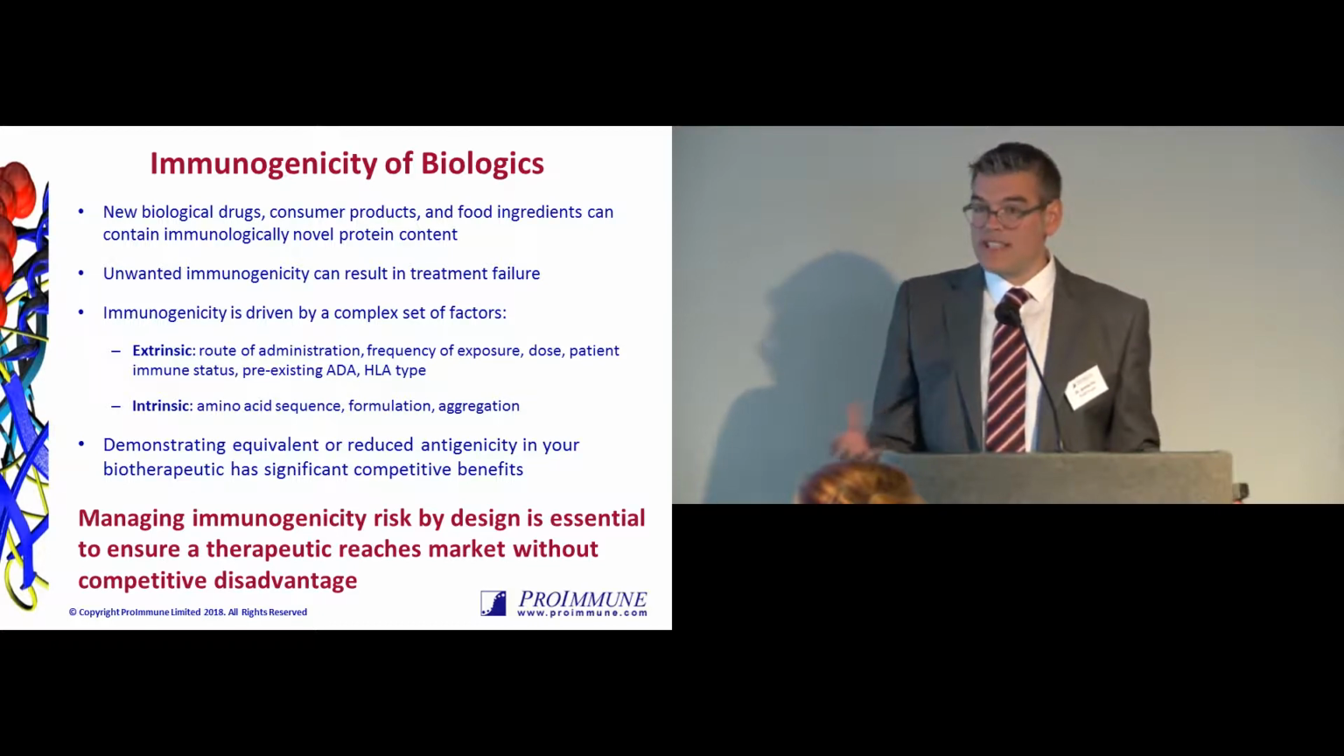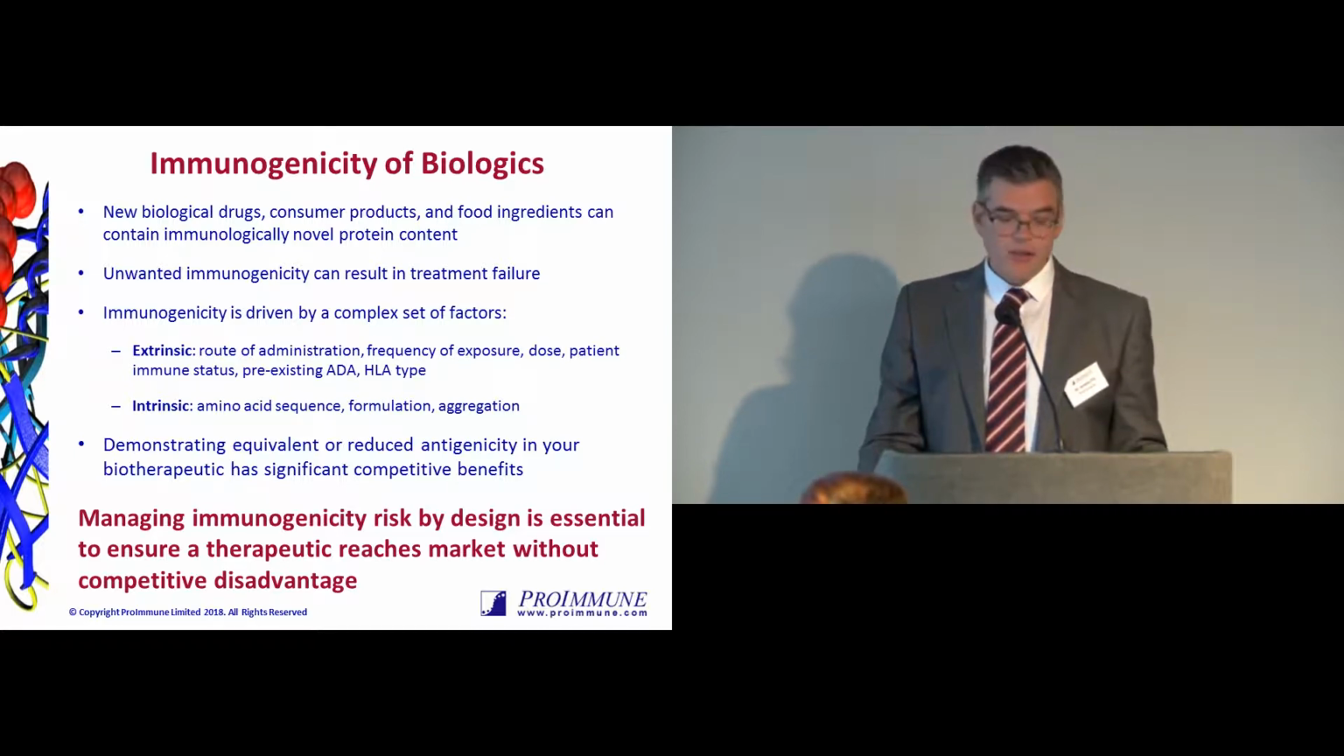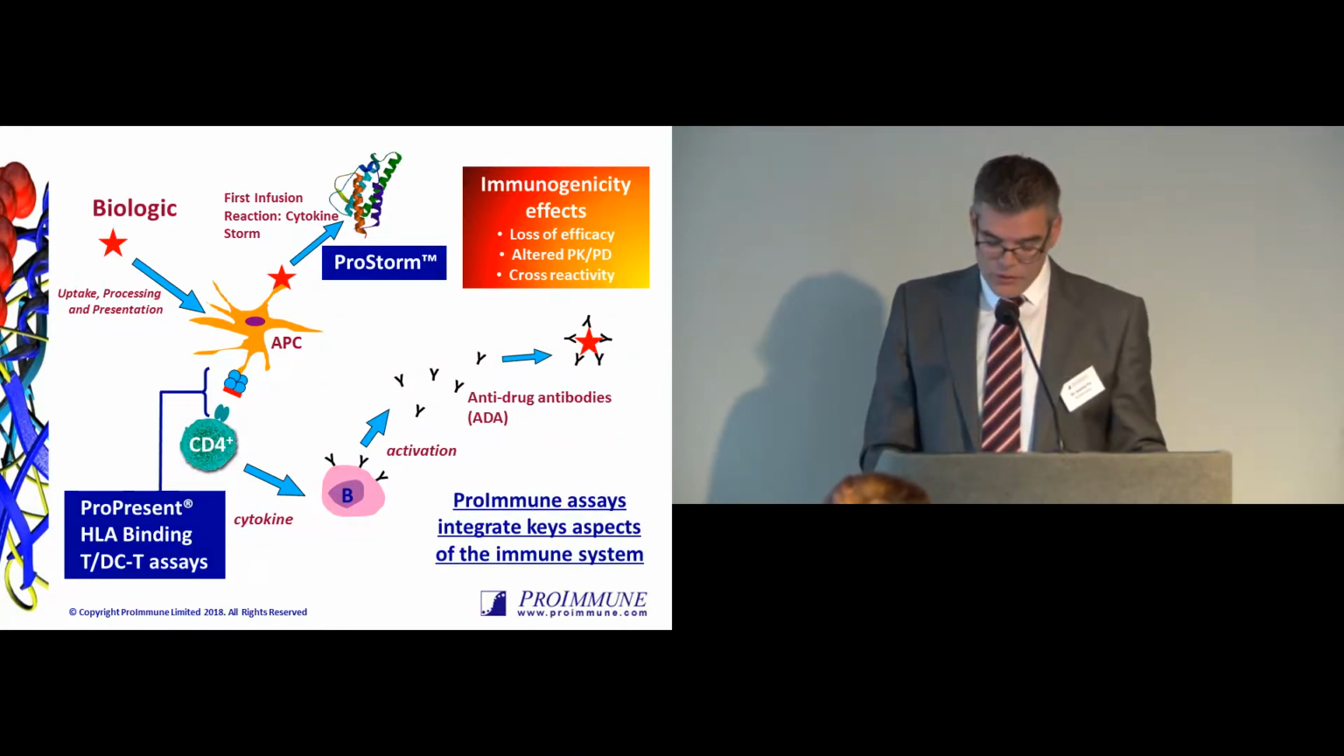Intrinsic elements include the amino acid sequence itself, how a product is formulated, and what the aggregation status of that product is, which are factors that we can sometimes have control over and sometimes not. And it is a very complex area. So we know that managing immunogenicity risk is really key to the success of a product. If you have a product going to market which has high immunogenicity, you might as well not bother, because it is absolutely imperative that not only patient safety is considered, but also the potency of the drug.